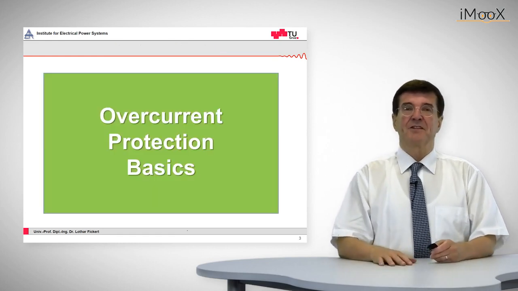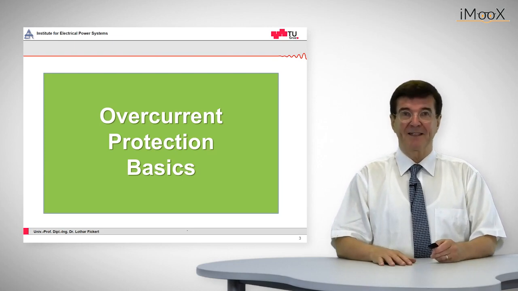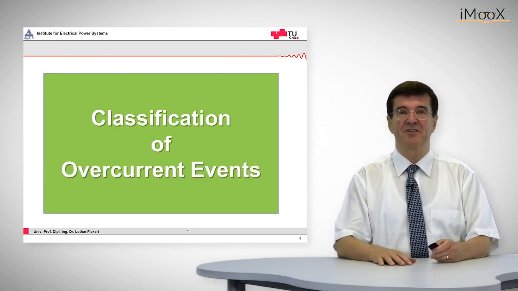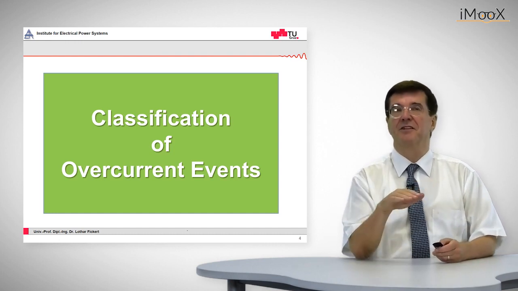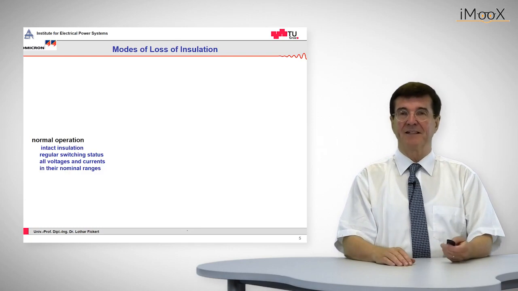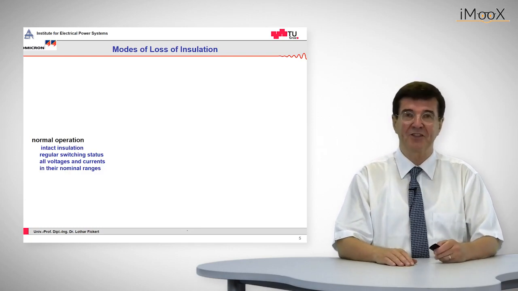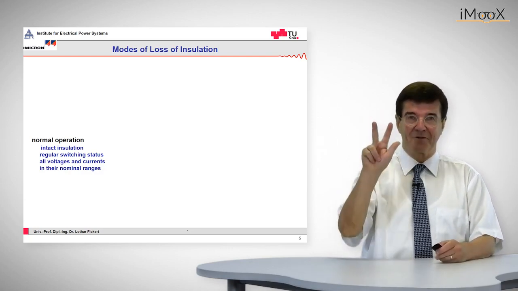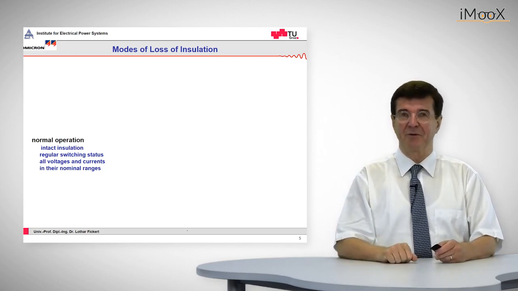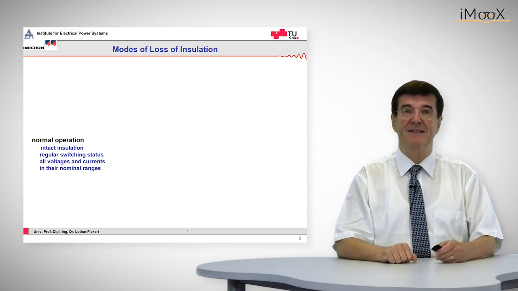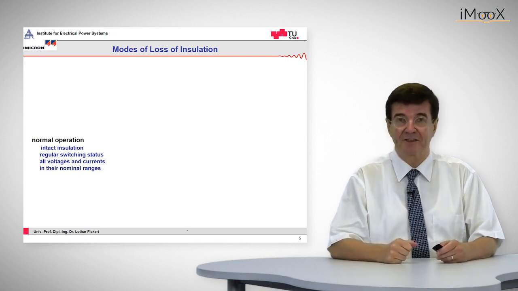This lecture is devoted to the overcurrent protection basics, and I would like to start with a classification of the overcurrent events. Overcurrent events start out of the regular state of the network. The regular state is the status of normal operation, which is characterized by three features. Feature number one is that the insulation is everywhere intact and okay. That means in all phases and at all locations.